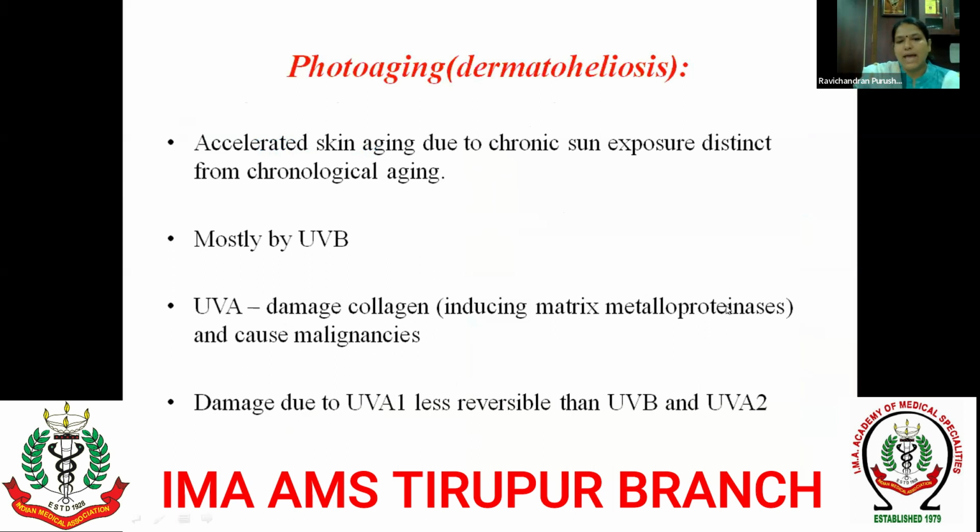And photoaging is the acceleration of skin aging due to chronic sun exposure, which is distinct from normal chronological aging. Both UVA and UVB aggravate skin aging. Mainly, ultraviolet radiation A, which has a wavelength of 320 to 400 nm, penetrates deeply into the dermis and stimulates matrix metalloproteinase, which causes degeneration of collagen. This leads to deep or fine wrinkles, and elastosis, which is damage to the elastin.